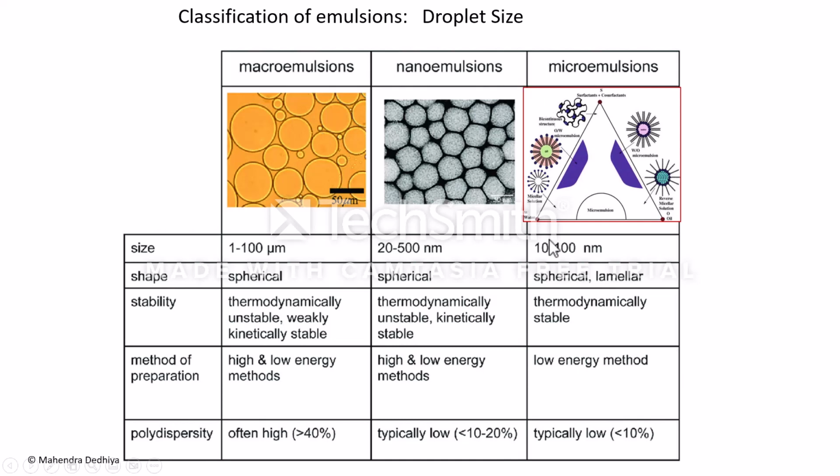Microemulsions, these are 10 to 100 nanometer. They can be spherical or lamellar. They are thermodynamically stable because they are very small. They behave like a pseudo monophasic system, and their dispersity is even much lower than nanoemulsion.